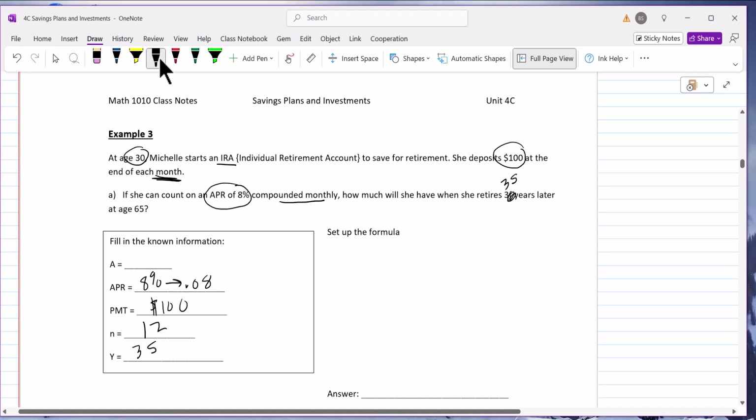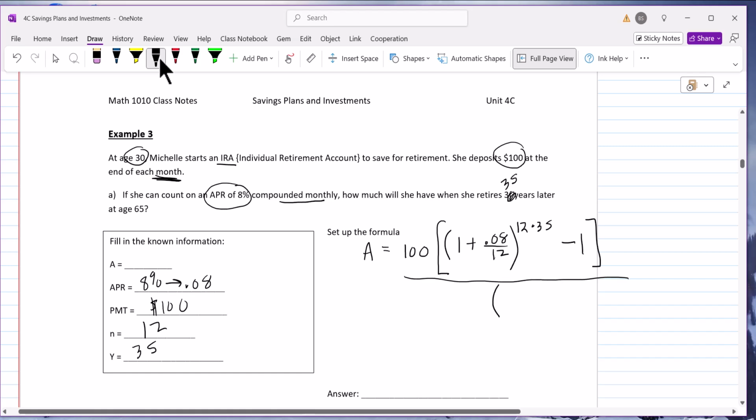So this sets up like this. You do the payment, then you have your bracket, and it goes like this. You'll do 1 plus the APR divided by 12, and then your exponent is going to be 12 times 35, minus 1, and be sure you write those brackets like that. And then when you divide, you're dividing by the APR over n like that. I observed you guys were doing a good job of setting the formula up.